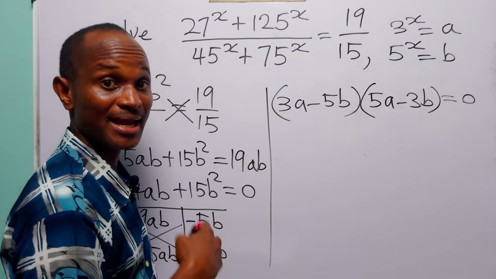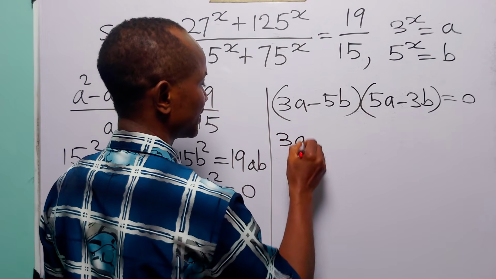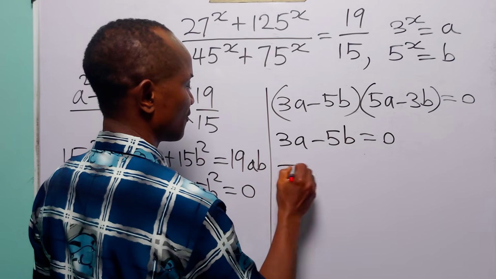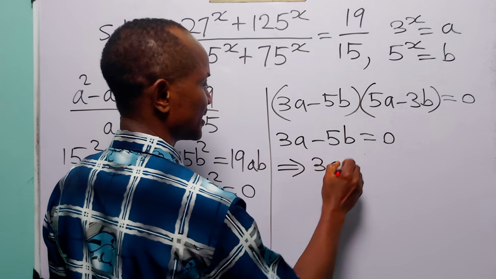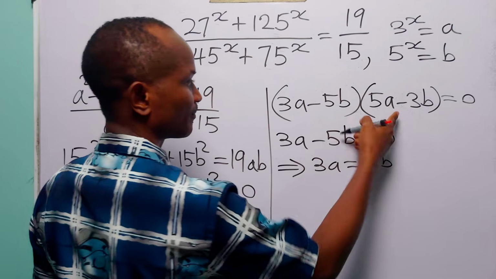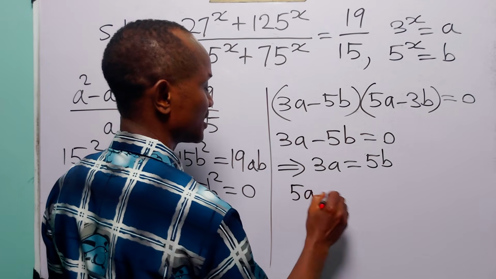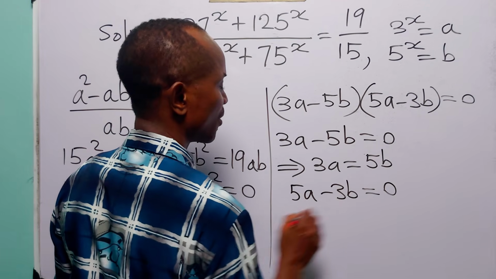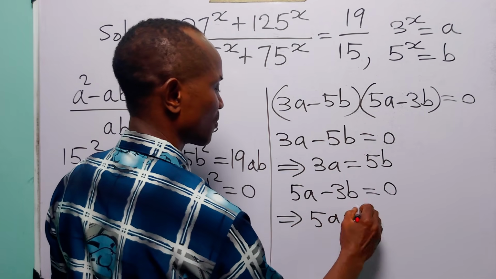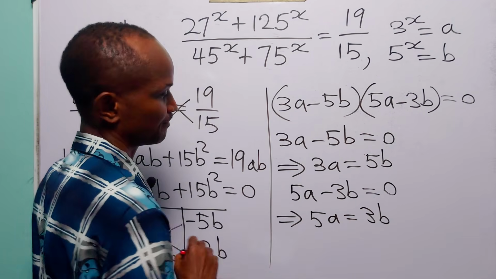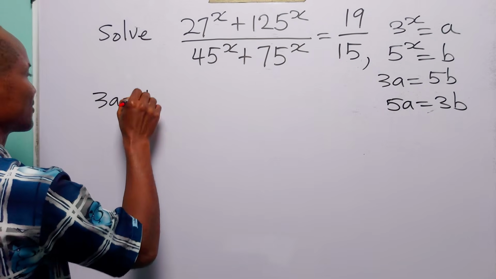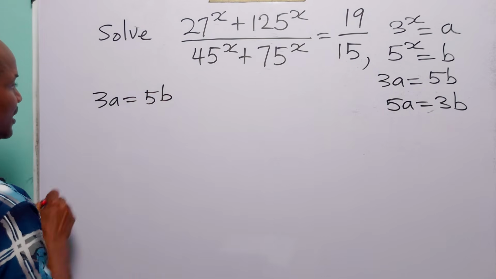And of course, from here, we have that either 3a minus 5b is equal to 0, from where 3a is equal to 5b, or 5a minus 3b is equal to 0, from where 5a is equal to 3b. Now, in the first case, we have that 3a is equal to 5b.